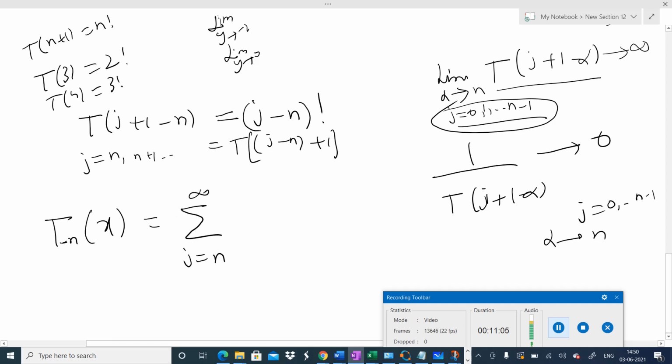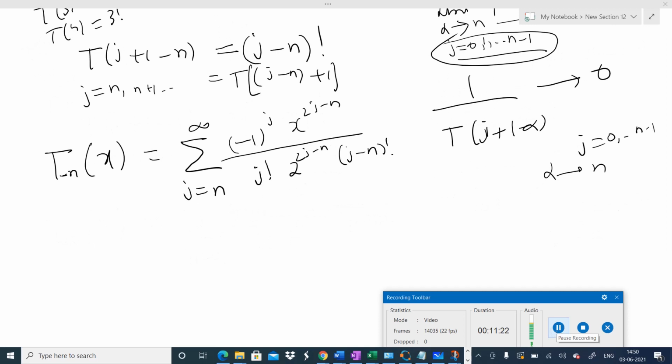Why? Because from j equal to 0 to n minus 1 the terms are 0, then the rest is the same: (-1)^j x^(2j-n) divided by j! 2^(2j-n) (j-n)!. Now I will do one thing, I will let j minus n be equal to some k.